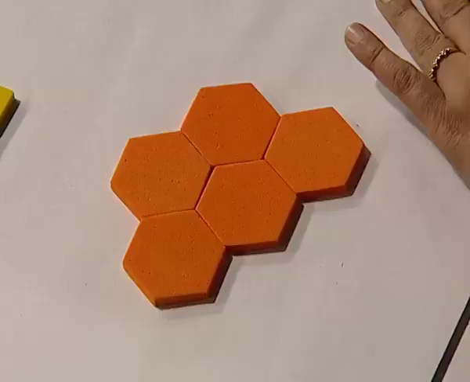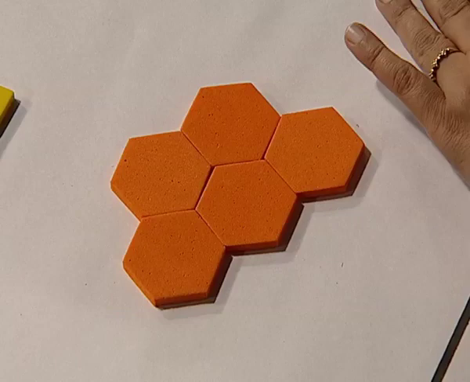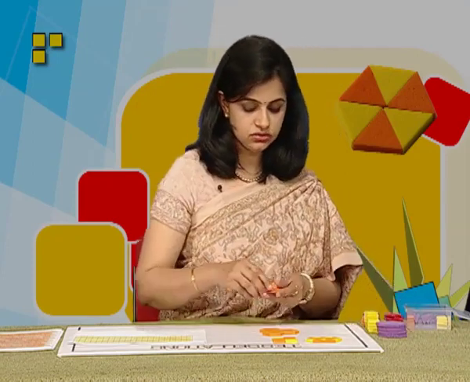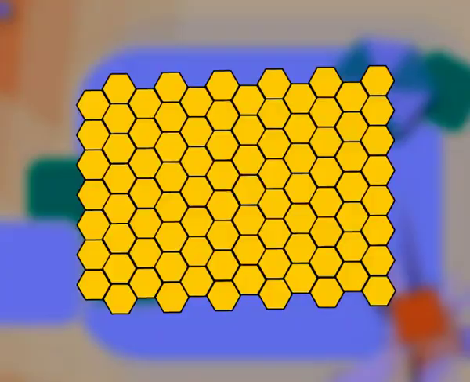Let us repeat the same thing with some hexagons. So, if we place 3 hexagons next to each other, we observe that they have completely filled up a space without any gaps and overlaps once again, and the said pattern can continue, resulting in a symmetrical design like the one shown here.